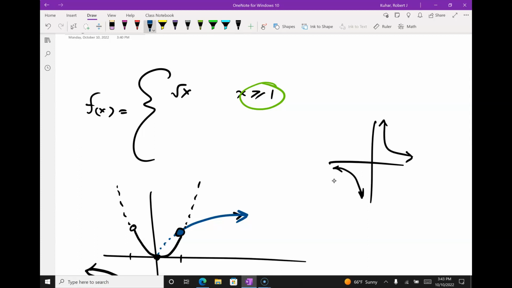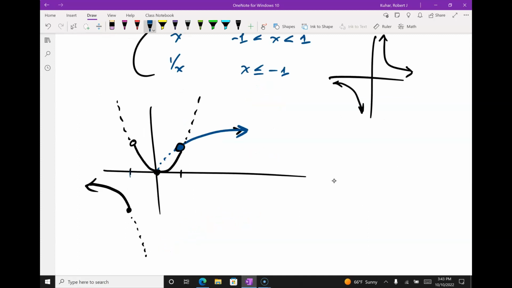But when I'm using x squared, I'm between -1 and 1. So that's why the endpoints are empty. Do you see the endpoints on the black graph are empty, not filled in with black? Yes? And when I'm using 1 over x, for x less than or equal to -1, again, at -1, I'm filling in that point. Does that make sense?